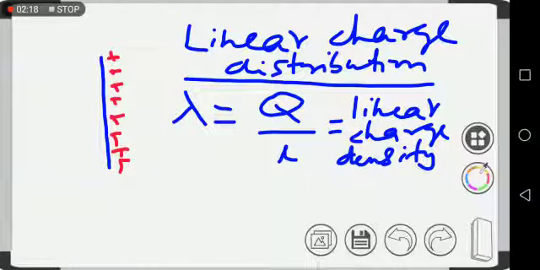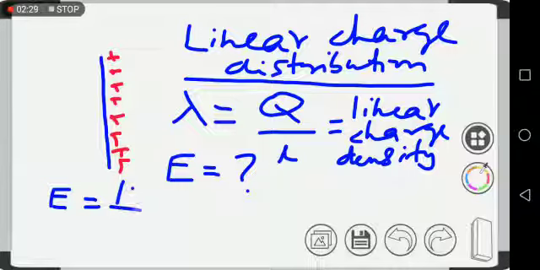Now we are interested to find the net electric field due to this linear charge distribution. As we know, due to a point charge, the electric field is given as 1 upon 4 pi epsilon naught q upon r square. So what will be the electric field for this linear charge distribution?